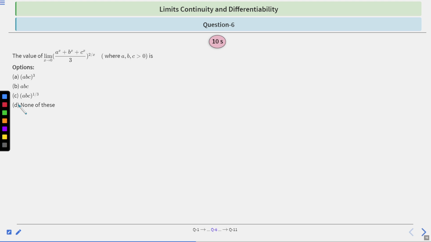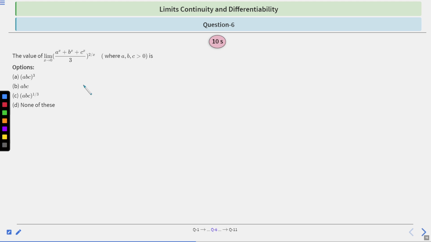Let's discuss the next question. Question number 6, which says the value of limit x tending to 0 a to the power x plus b to the power x plus c to the power x upon 3 to the power 2 by x, where a, b, c greater than 0 is.